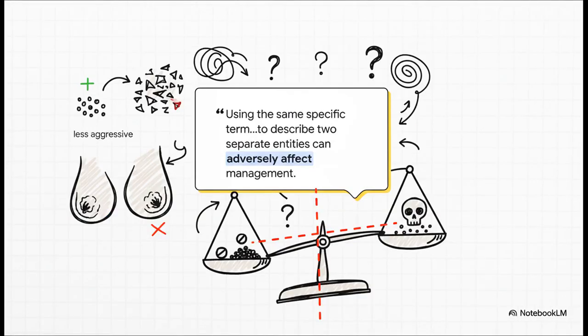And the stakes here are just so high. The researchers put it very plainly in this quote from their study. Using the same specific term to describe these two separate entities can adversely affect management decisions. Think about what that means. A patient with the less aggressive type might get overtreated, while a patient with the much deadlier type might be undertreated, all because of one ambiguous name.